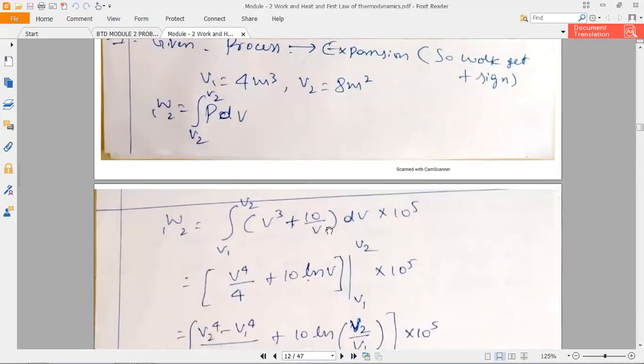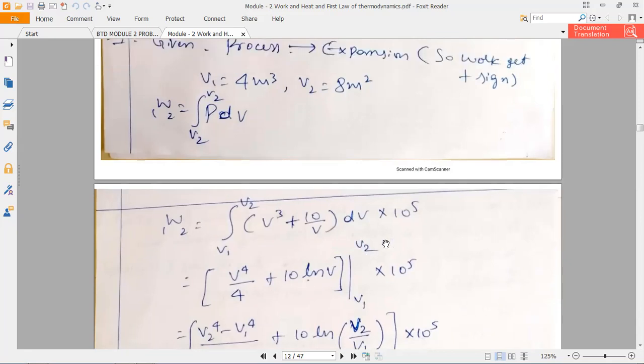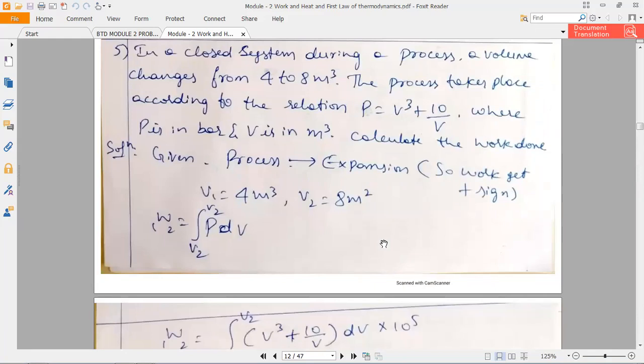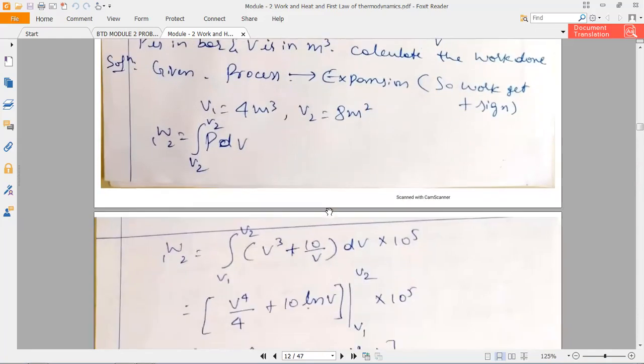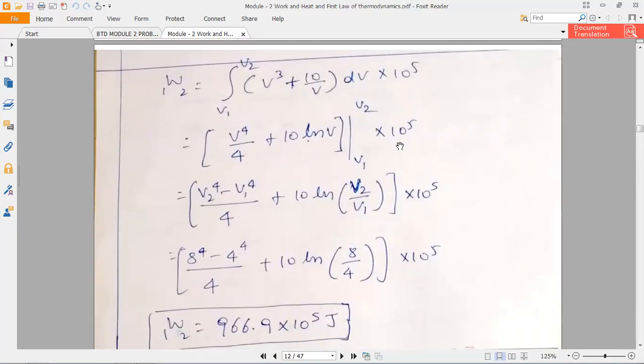The integral is (V cube plus 10V) dV into 10 to the power of 5, because P is in bar. The integration of V cube is V to the power of 4 divided by 4, plus 10 ln V, since the integration of 1 over V is ln V. The limit is V1 to V2. Don't forget the constant C. This is very, very important. If you leave out this one, you won't get the correct value. Then substitute the limits.